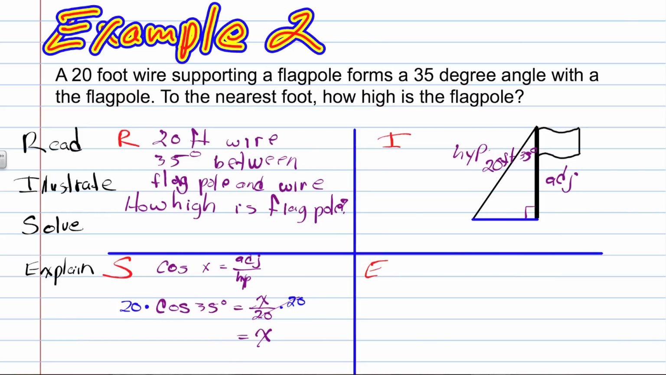And what we have to do is calculate this on a calculator. 20 times the cosine of 35 degrees. When you run that through your calculator, x ends up being approximately equal to 16.3. Now, the reason I stopped at the tenths place is because it asked for the nearest foot. So to the nearest foot, it's going to be 16 feet.